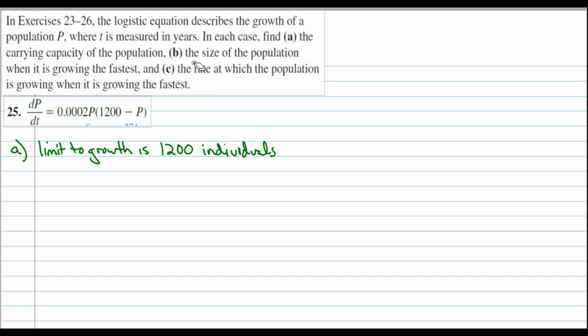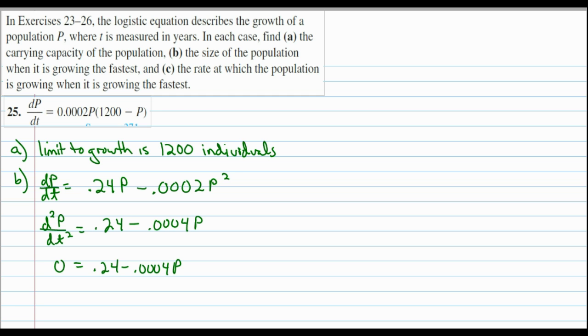And then part B, find the size of the population when it's growing the fastest. Alright, so when the population is growing, that's dP/dt. The fastest, the rate it's growing, I need to test the second derivative. So first I'm going to distribute the 0.0002P into the binomial, and now I'll take the second derivative, set that equal to 0, find the P value that makes it equal to 0, and now test that on a number line for P double prime.